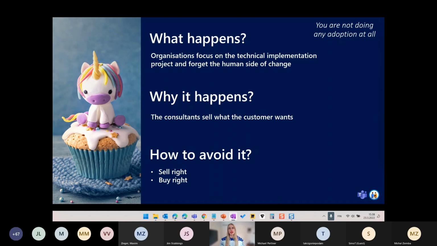The thing is that 5 years ago, 3 years ago, organizations wanted to buy technical implementations. So organizations wanted to renew their SharePoint intranet, make it from on-premises to modern, or from on-premises to cloud, whatever. Or they wanted to implement Teams in their organization.